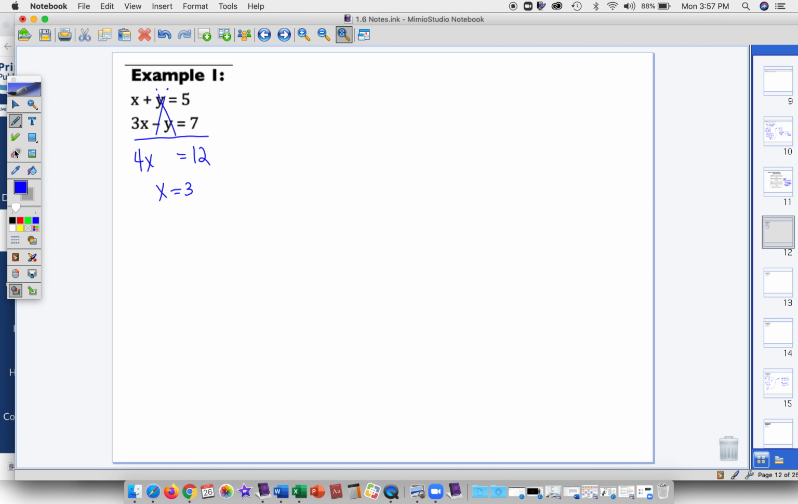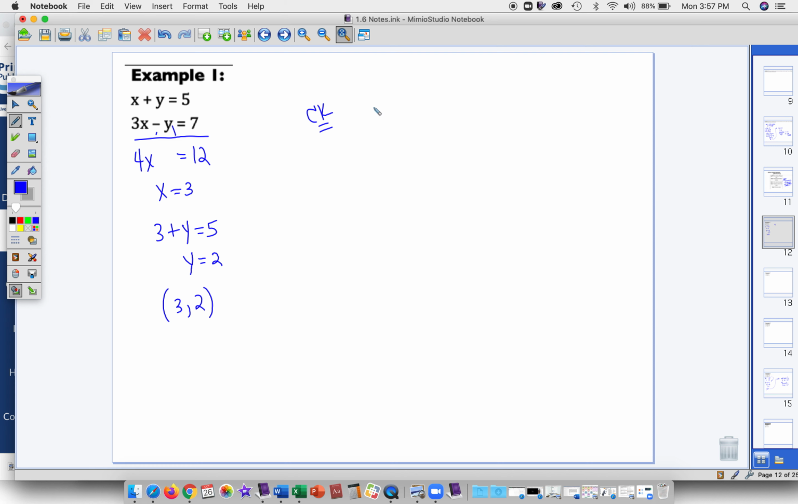So now I can go back to either equation and I can plug in. I'm going to plug into the first one. That's a very simple equation. So 3 plus y is equal to 5, which means y is equal to 2. So my final solution, remember, is a coordinate. Both of these are graphs of lines, and the solution is the point where they would meet or intersect. So my solution is 3, 2.